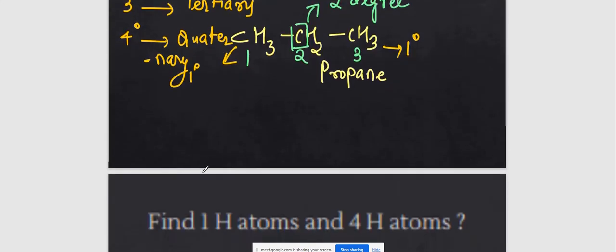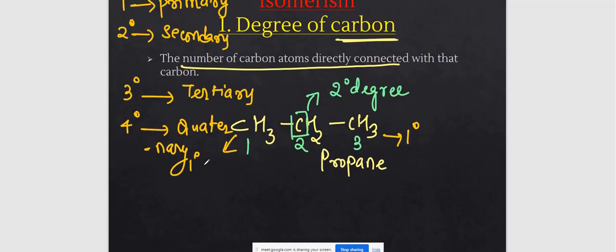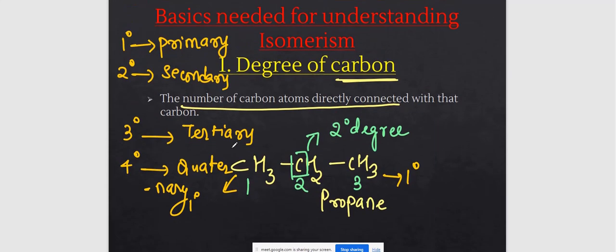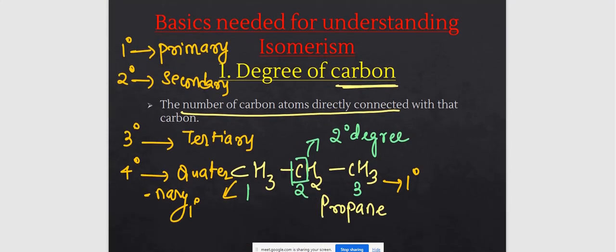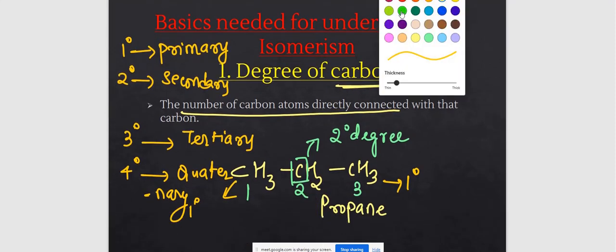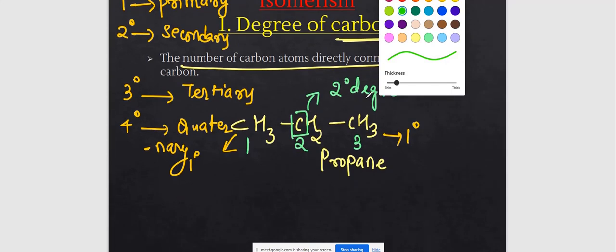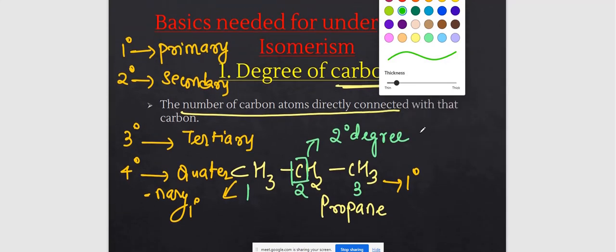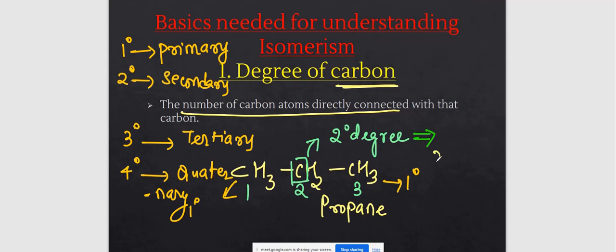Now, how do you find the degree of hydrogen atoms? Let us understand with the same example. If I take the secondary carbon atom here, how many hydrogens are connected with this 2 degree carbon? 2 hydrogens. That means we have 2 hydrogens whose degree is 2. If I ask you secondary degree hydrogen atoms, it is 2, because the hydrogens connected to a 2 degree carbon are 2 degree hydrogens. The degree of carbon is the degree of hydrogen.